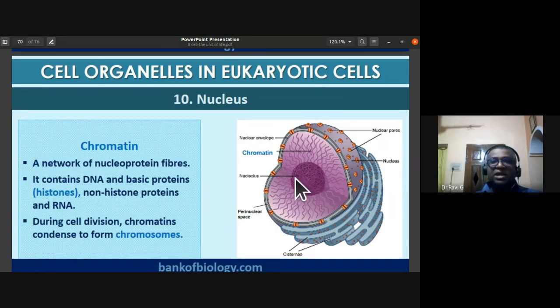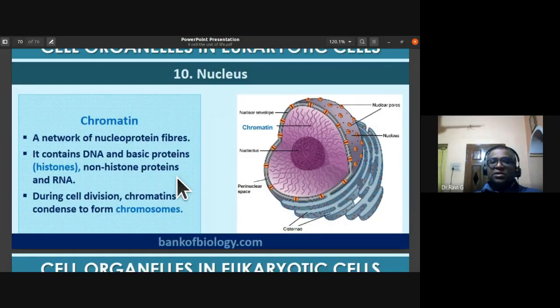That is about the nuclear envelope. Now, chromatin is a network of nucleoproteinaceous fibers. So you should remember about that.